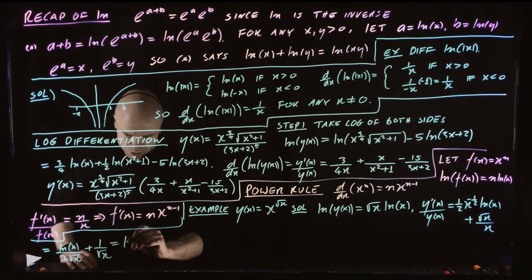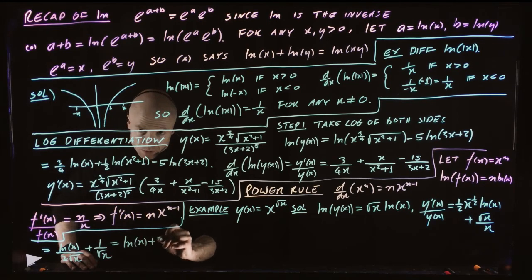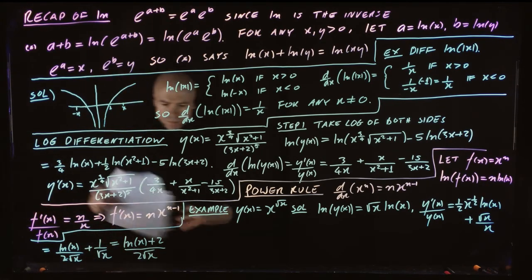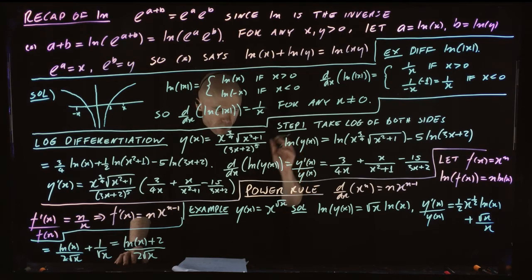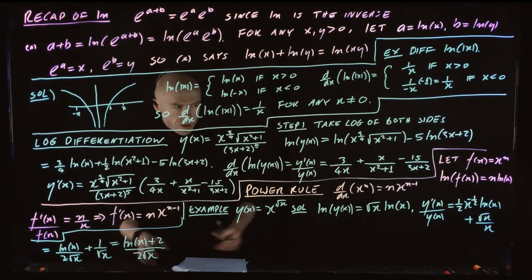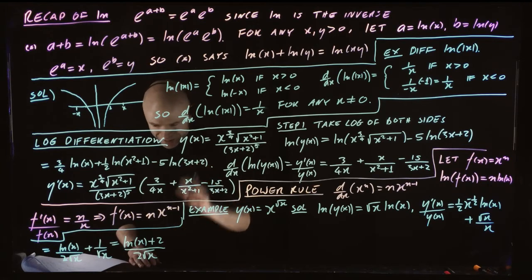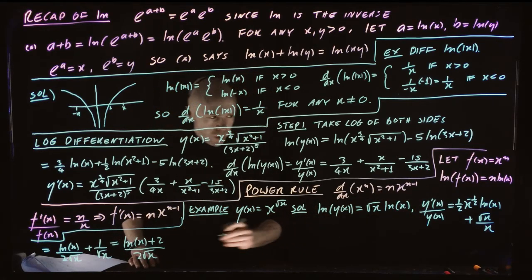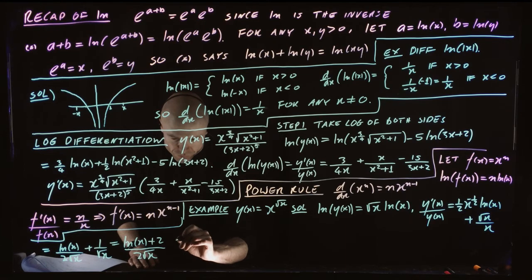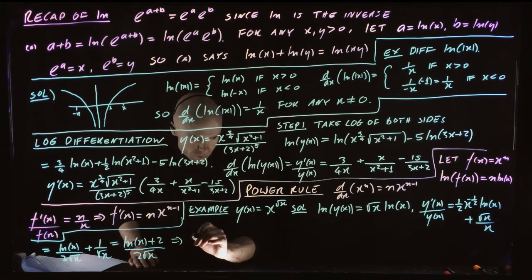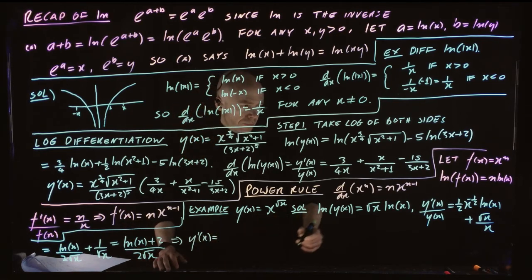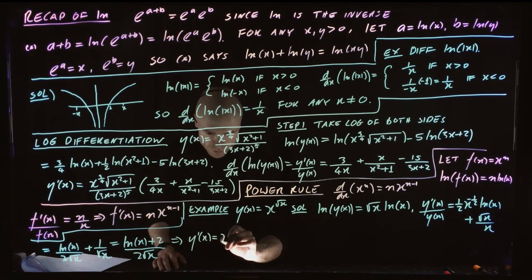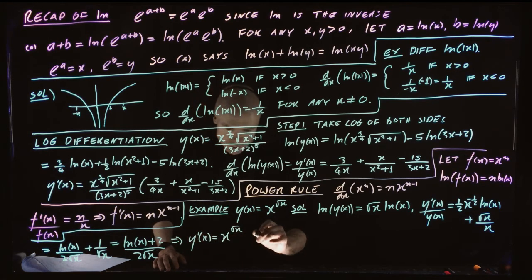Now this entire expression is just log of x plus 2 over 2 square root of x. And that's it. Well, that's it for the derivative of y prime over y. It's not quite it because we have to actually get y itself. So y prime of x is equal to y times all this stuff.